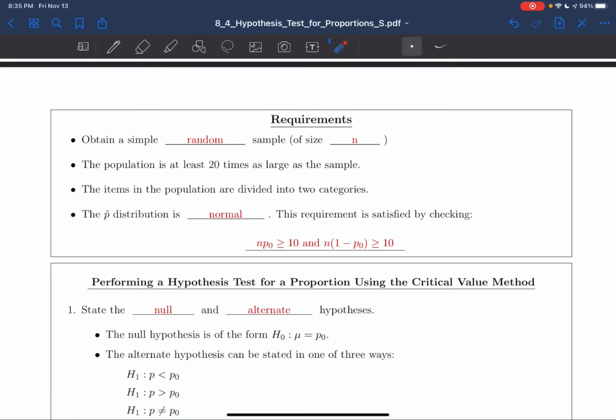Our sample proportion distribution has to be normal. And in order to check if this is satisfied, we need to check that n times p naught is greater than 10 and n times 1 minus p naught is greater than 10. If this is true, then we're able to perform hypothesis testing. However, if this fails, then we're not able to perform hypothesis testing.